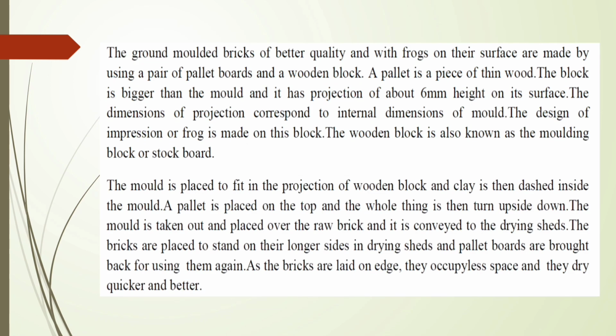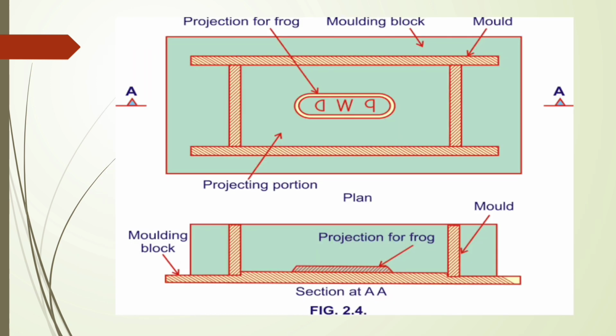The ground molded bricks of better quality and with frogs on their surface are made by using a pair of pallet boards and a wooden block. This is the figure.